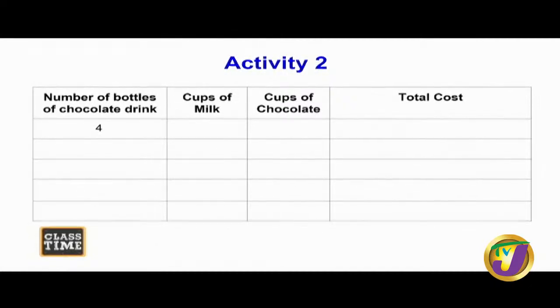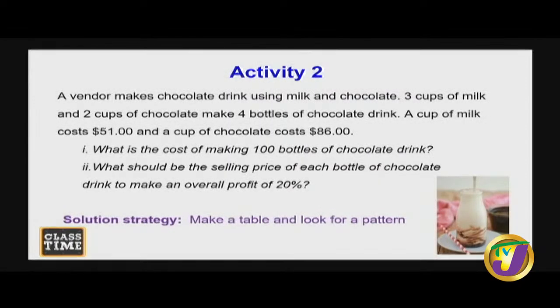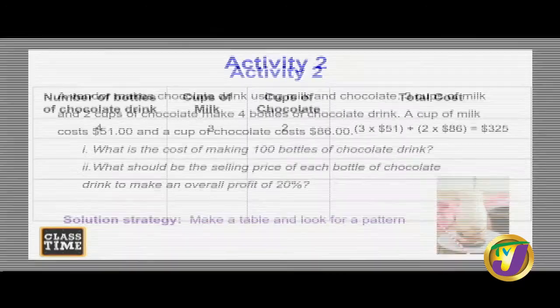So we were already told that to make 4 bottles of chocolate drink, we need 3 cups of milk, 2 cups of chocolate, right? And they gave us a unit cost for each cup of milk and chocolate. Right. So $51 per cup of milk. So we multiply that by 3, added to 2 cups of chocolate, and that's $86 per cup. So it's a total of $325 to make 4 bottles of chocolate drink. There you go.